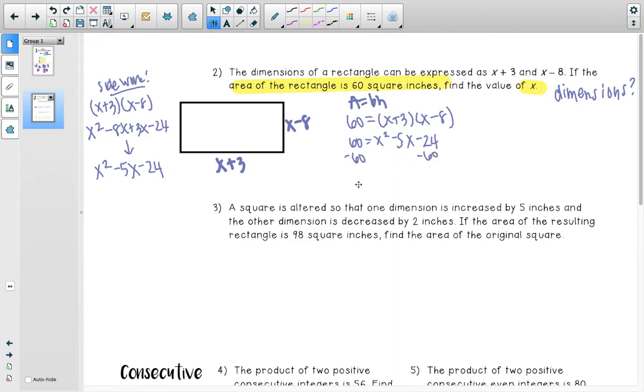You're going to subtract the 60, right? Because you have to set it equal to 0. So we have x squared minus 5x, and 24 and 60 give you 84, but it's negative 84. So when we factor, we're going to find the factors of 84 that give me 5, but because that's negative, I want a negative and a positive.